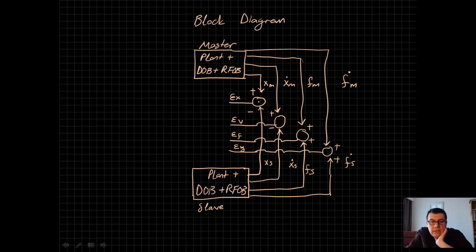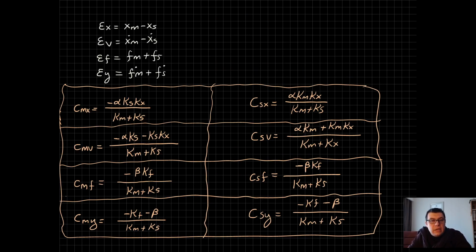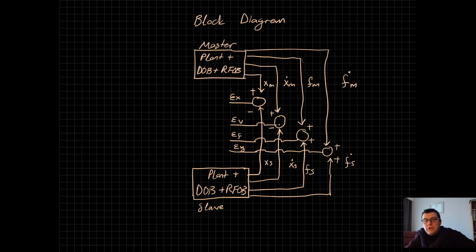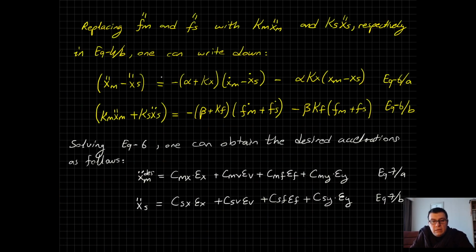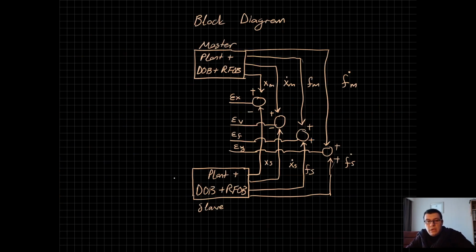And don't forget that these two are defined as X master minus X slave, X master dot minus X slave dot, as what we have already written here. And the last two, EF and EY, are given through summations. So these signals are being multiplied by certain coefficients. So X master double dot is a linear combination of those error signals with the proper coefficients. So I think I can write here this.